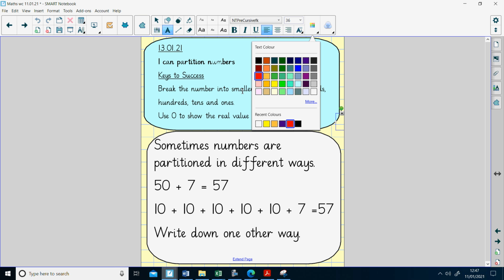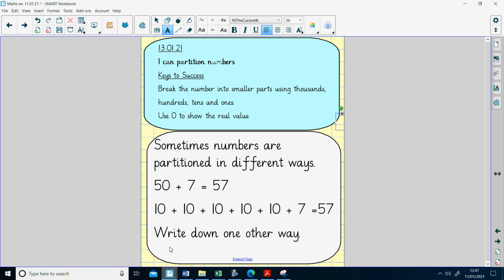Okay, so you might have written 10, add 10, add 30, add 7 equals 57. There are lots and lots of different ways. What you need to make sure though is that whichever numbers you have written, they always total the number you are partitioning. So the numbers you've written down now must total 57.